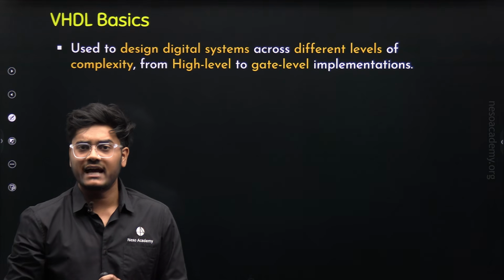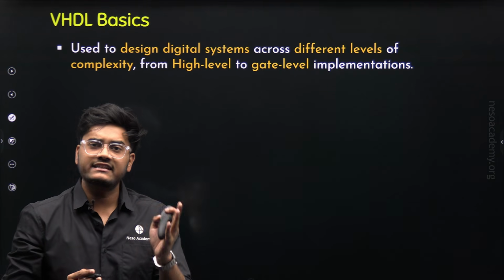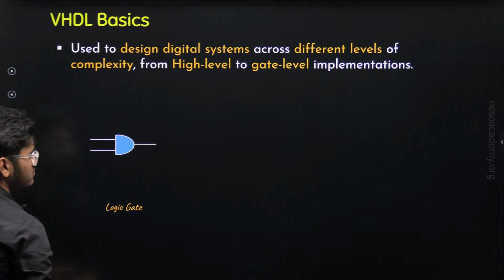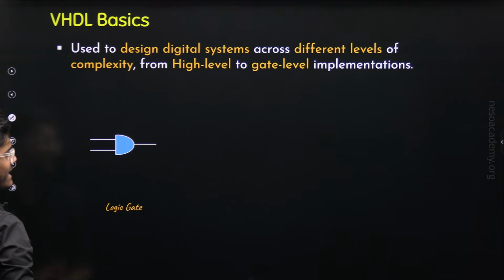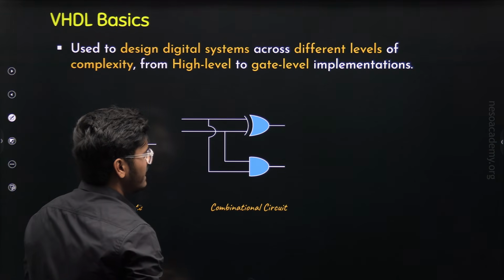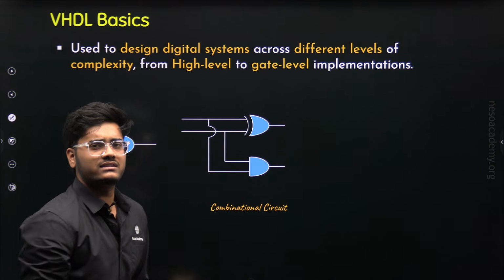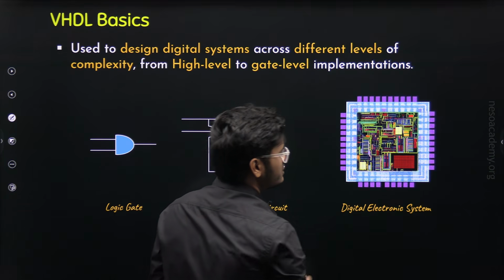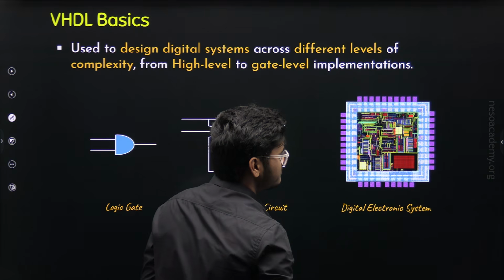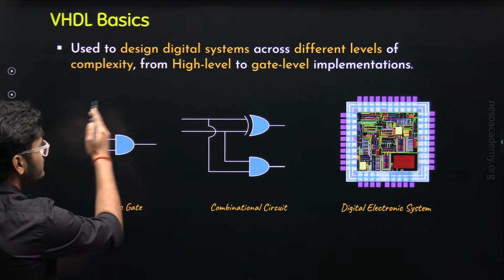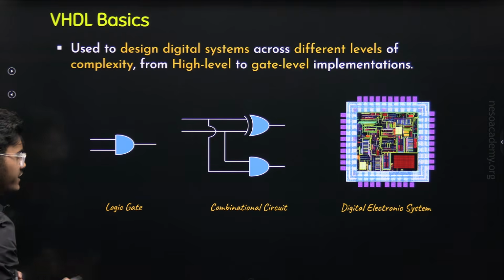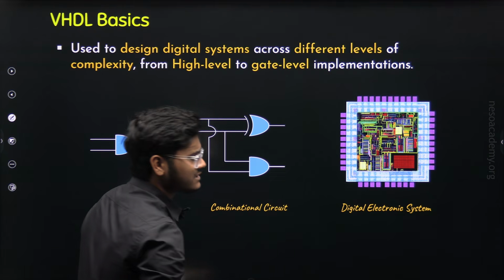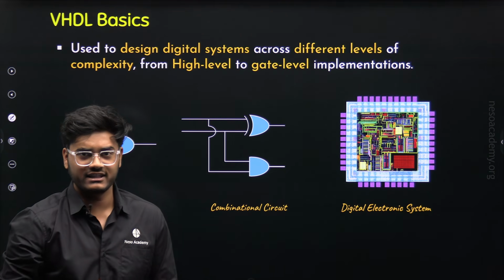So VHDL can be used to design systems of any size and complexity. At the lowest level, we can design something very small, like a logic gate, for example, an AND gate. At medium level, we can design components like adder, multiplexer, comparator, or anything. At the highest level, we can design an entire digital system, such as a processor. Therefore, VHDL is a flexible language. It works for simple circuits, medium modules, and for very large systems. Now, I hope this point is clear to you.